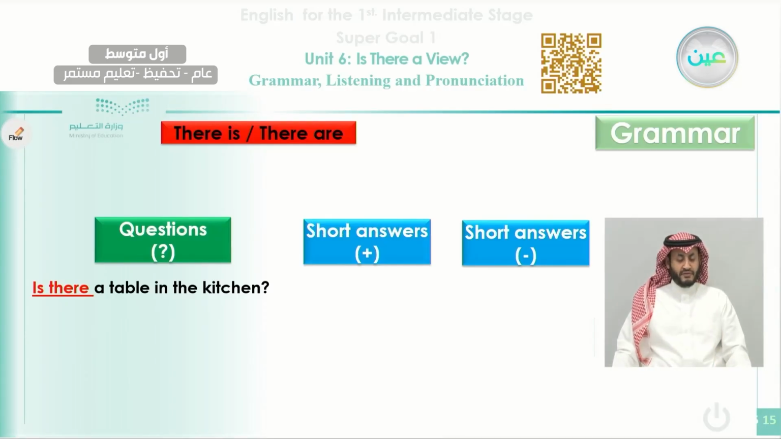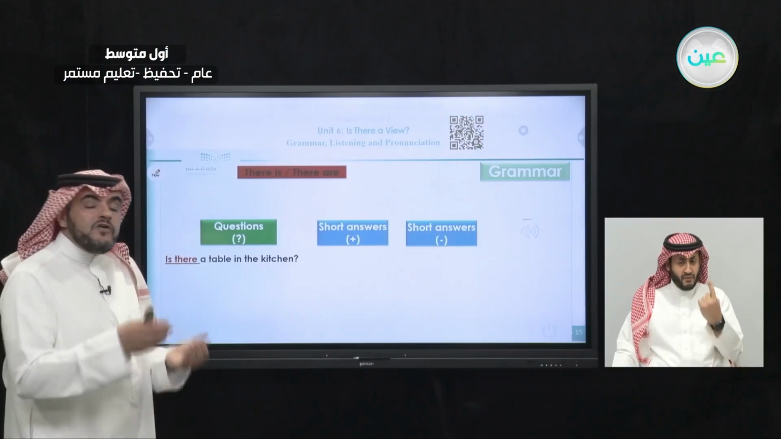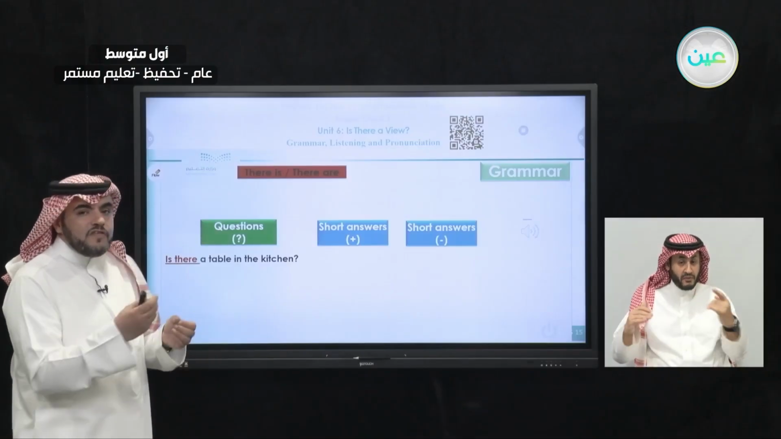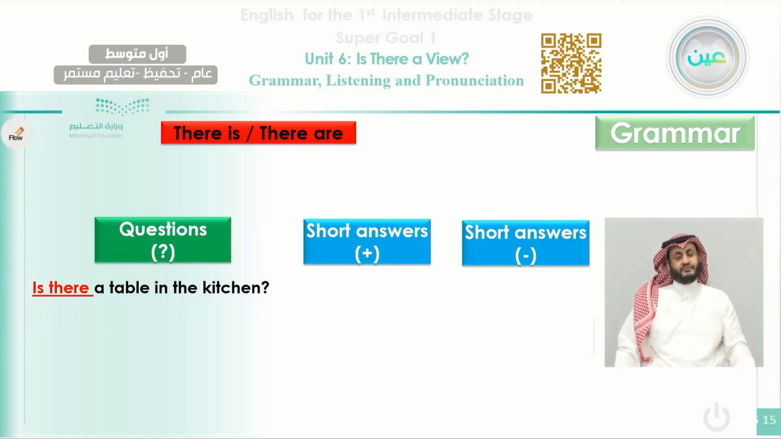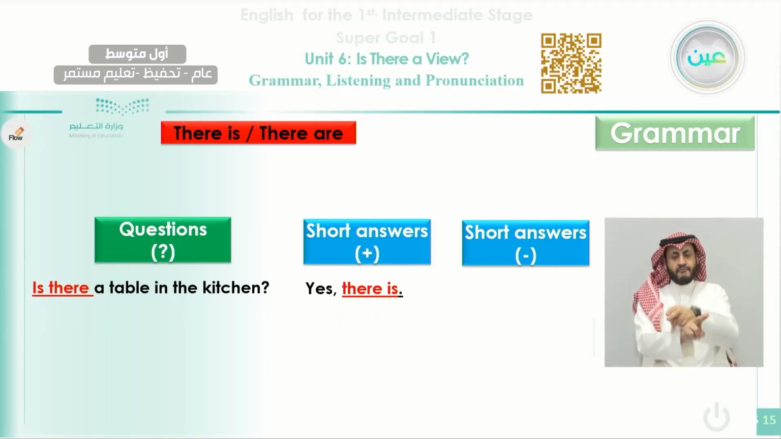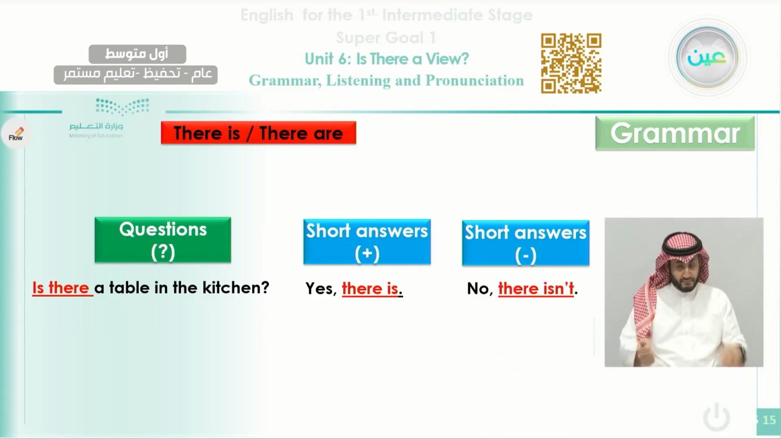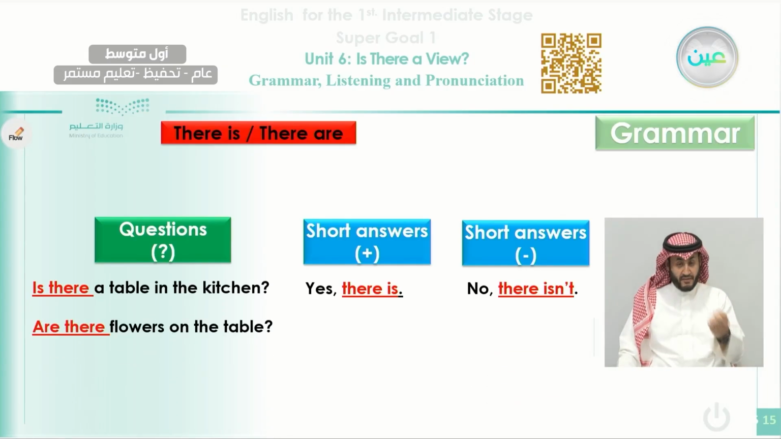If you want to ask, you say there is a table in the kitchen. The question can be changed: you exchange the places of is with there, and you say, is there a table in the kitchen? Is there a table? You can say like this one, yes there is. If it is a positive answer. If it's negative, you can say no there isn't.